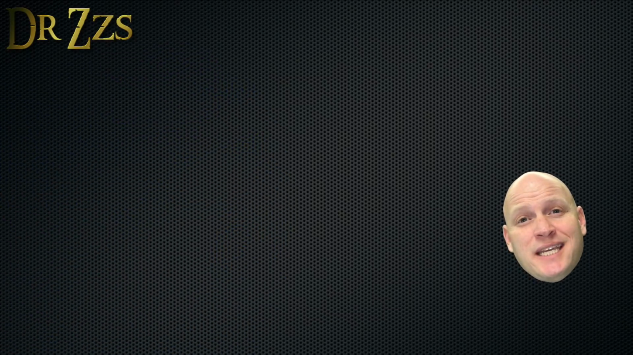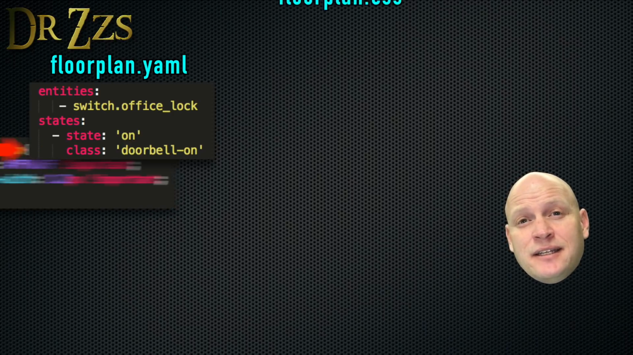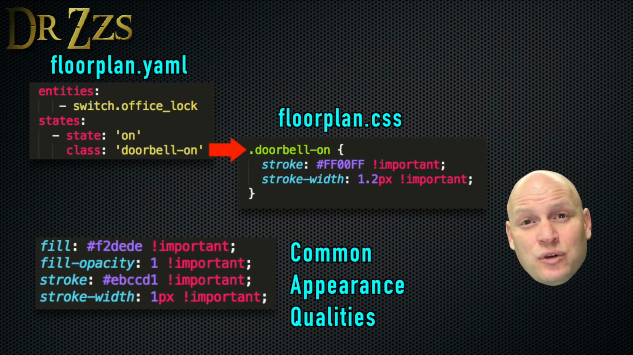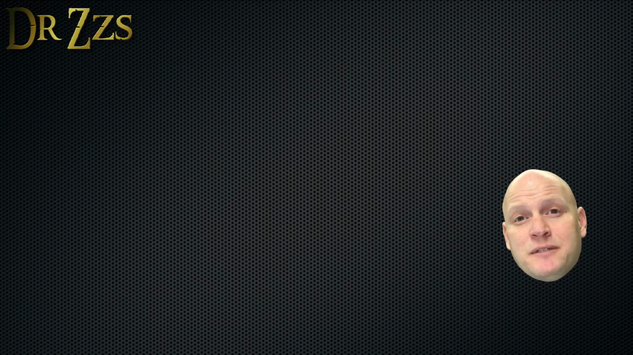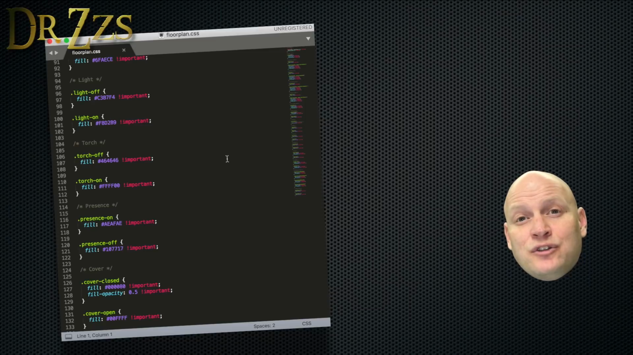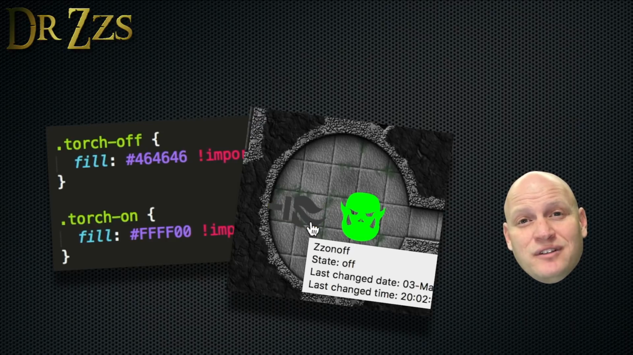The state of an entity in Home Assistant is tied to a class. And that class is assigned some appearance qualities like fill color, opacity, stroke color, and stroke width. Now you can customize how you want your icons to look when their state changes by changing those class parameters. So for the switches in my basement that I made look like torches, I assigned the class torch on, torch off. Under those classes, I assign the colors that I want to see based on the state of those entities. So when the torch is on, I want a bright yellow. When the torch is off, I want a gray.